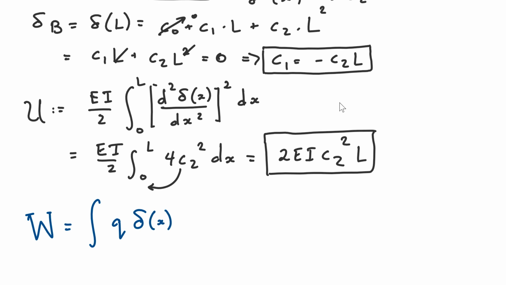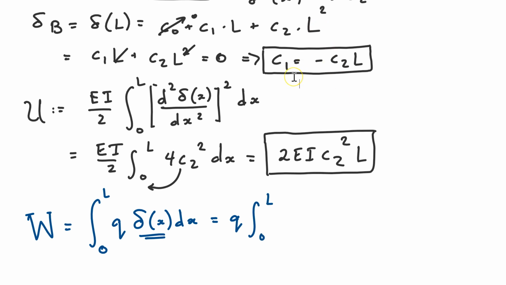Okay, force times distance. The force applied to the structure multiplied by the distance that the structure deforms. And of course from 0 to L. And since Q is constant here, it's amazing. It's going to be an easy integral. So now we just have to plug in delta, and I can bring out the Q, so it's going to be integral from 0 to L.